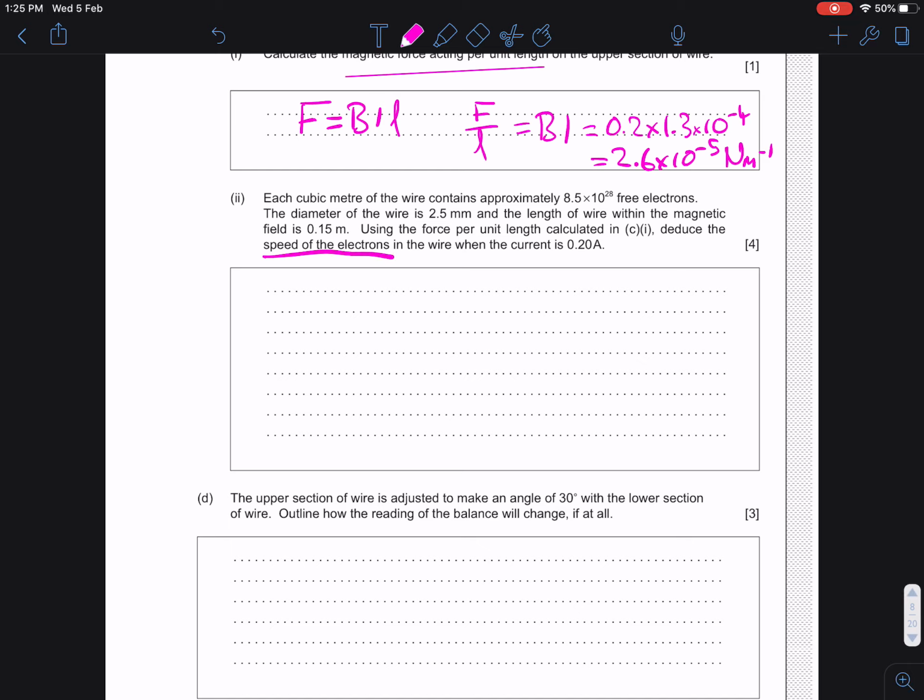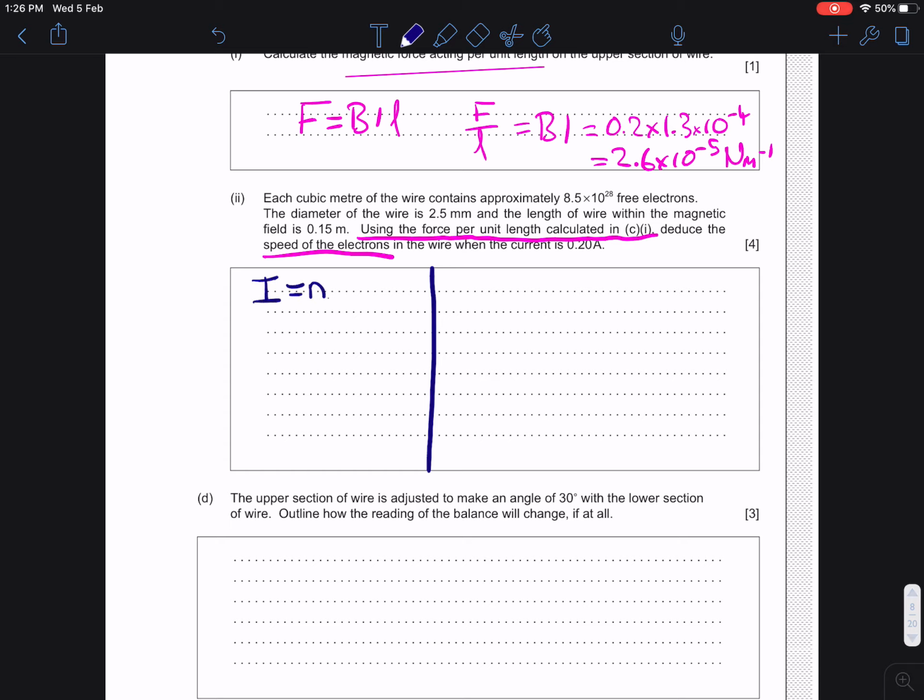Now the key thing here: there's an easy way to do this and there's a slightly more complicated way to do this. However, the question says using the force per unit length calculated in C part 1, which suggests that you might need to do the more complicated way. So I'm going to do both here. I'm going to divide this up. First of all, the easy way is to use your drift velocity equation.